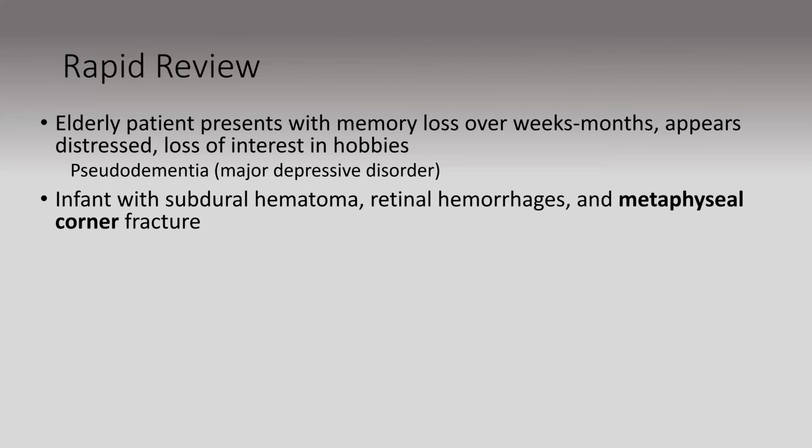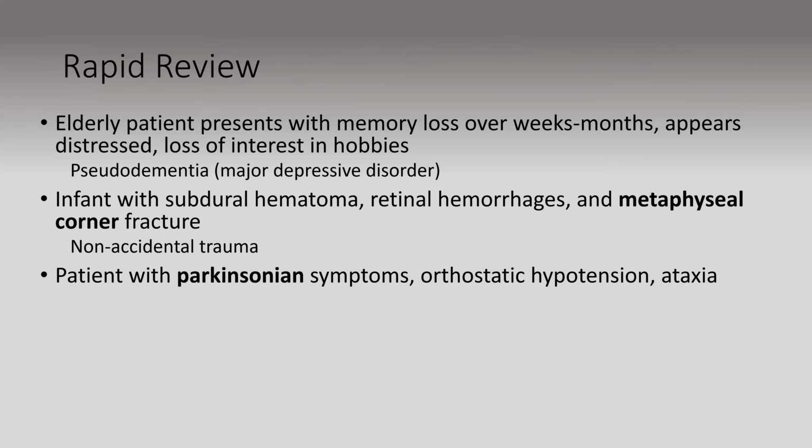Infant with subdural hematoma, which we talked about, retinal hemorrhages, and corner fractures in the metaphysis. So I bolded the metaphyseal corner fracture because that's high yield for non-accidental trauma. So keep in mind, people are starting to catch on to subdurals and retinal hemorrhages. As you shake a baby, the neck and musculature of the neck aren't strong enough to hold the head upright. And so you have hemorrhages both in the subdural and the retina. But keep in mind that the metaphyseal corner fractures oftentimes happen from grabbing and twisting of extremities as well. So that's another high yield type of fracture.